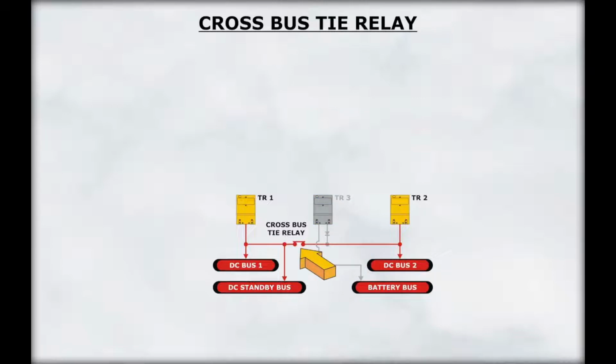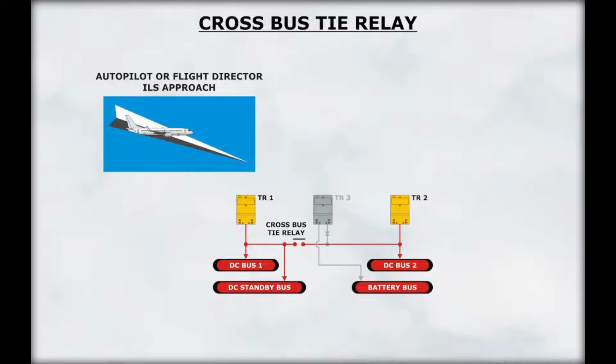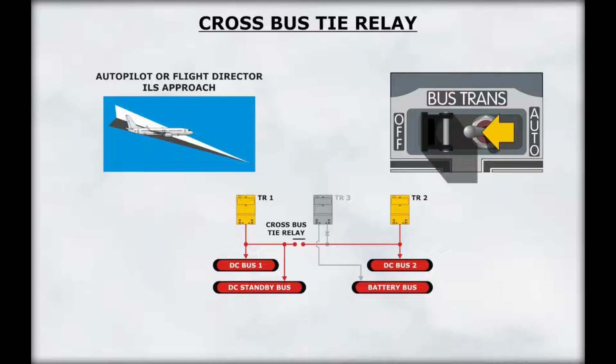A DC cross-bus tie relay isolates TR1 from TR2 and 3. The purpose of this relay is to provide independent electrical power sources for the captain and first officer's navigation receivers and autoflight system. This is a requirement for Cat 2 and Cat 3A certification. The cross-bus tie relay opens when either condition exists: at glide slope capture during an autopilot or flight director ILS approach, or the bus transfer switch is placed in the off position.